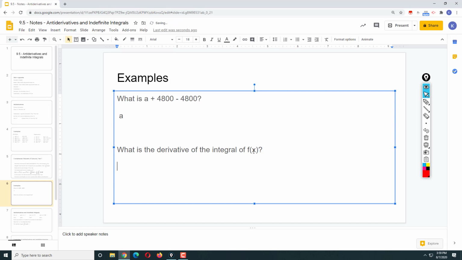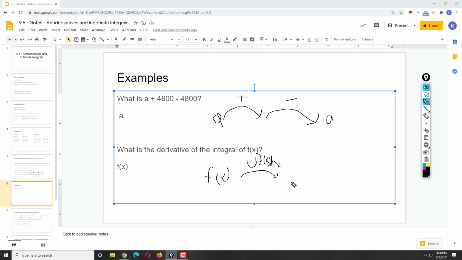If we take f of x, if we take the integral of f of x, and then we take the derivative of that, we get back f of x. We get the same thing because they're inverses. So with any number, if we add it and then we subtract by the same number, we get back the original thing. And with any function, if we take the integral and then we take the derivative, we get back our original function.